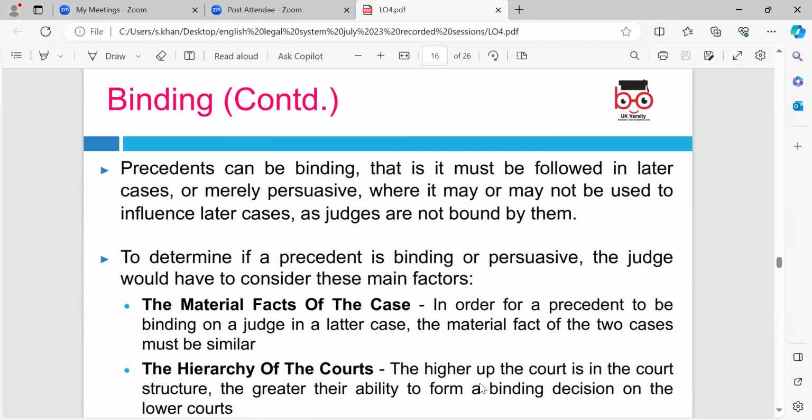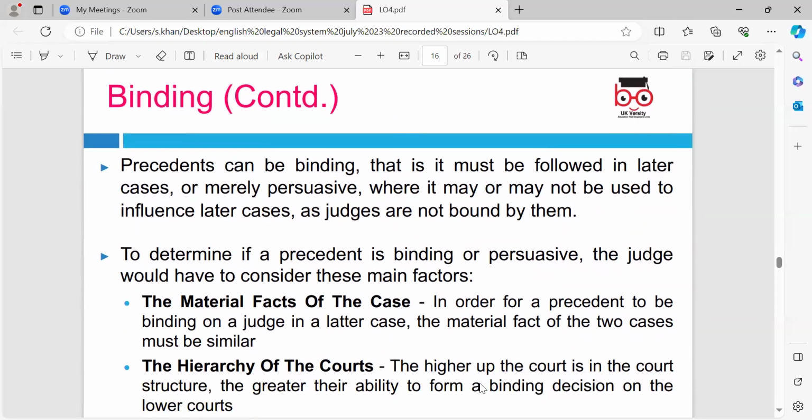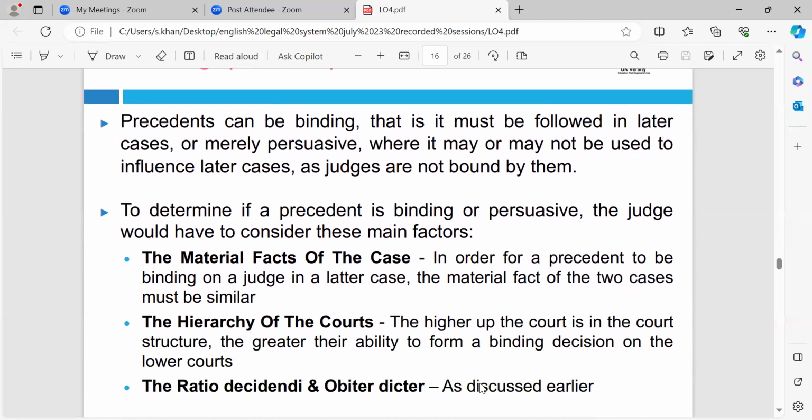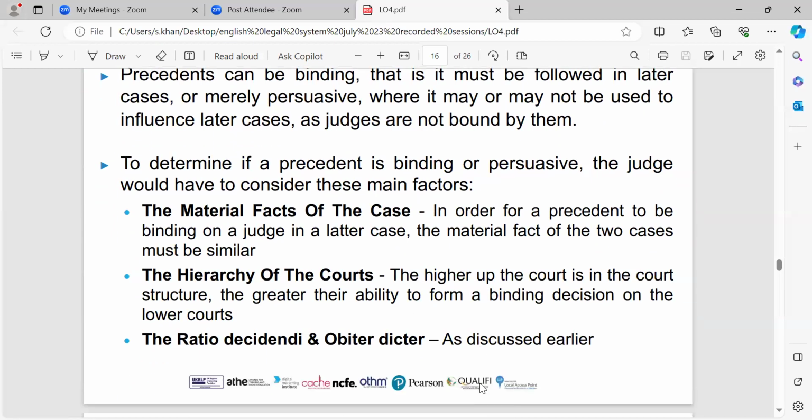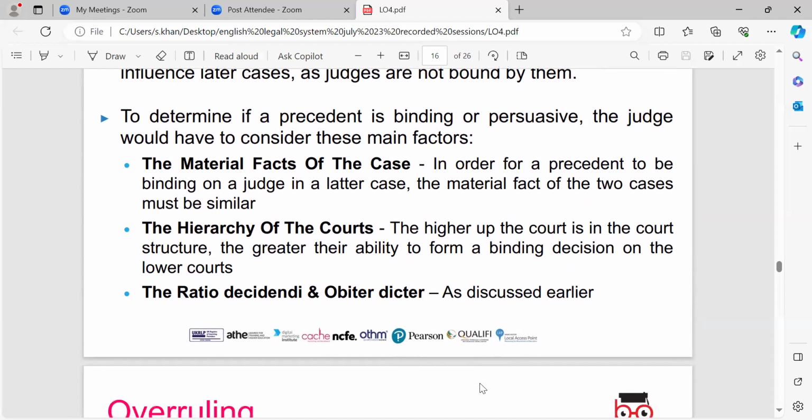Precedents can be binding, that is, they must be followed in later cases, or merely persuasive, where they may or may not be used to influence later cases, as judges are not bound by them. To determine if a precedent is binding or persuasive, the judge would have to consider these main factors.